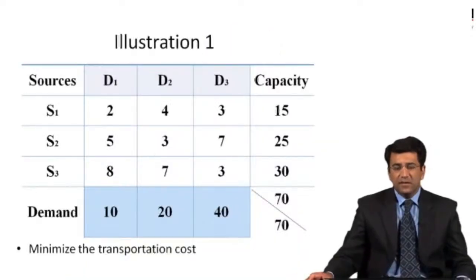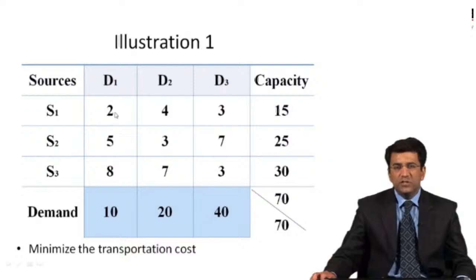Now class, this is another illustration in which there are three sources of supply, represented as S1, S2 and S3. There are three destinations, D1, D2 and D3, and the cost per unit from the different sources to the different destinations is represented here in these cells.